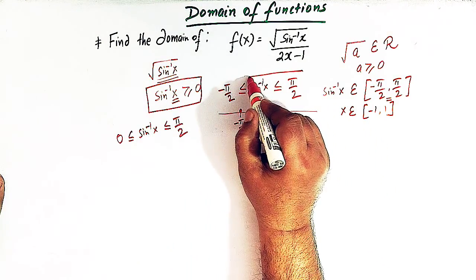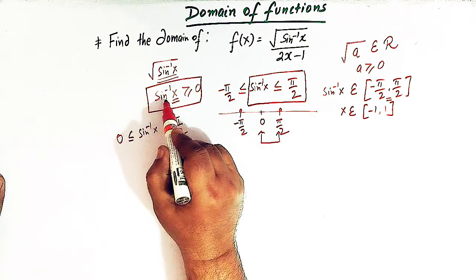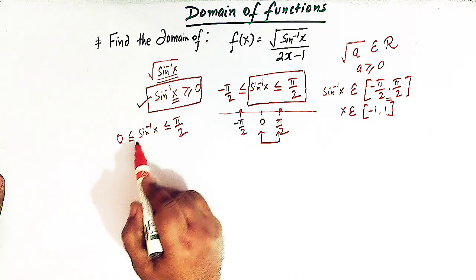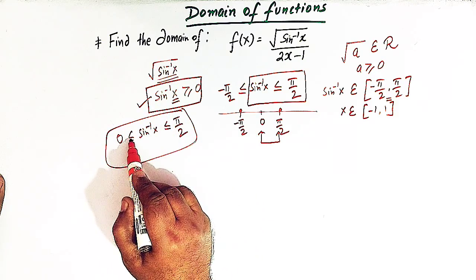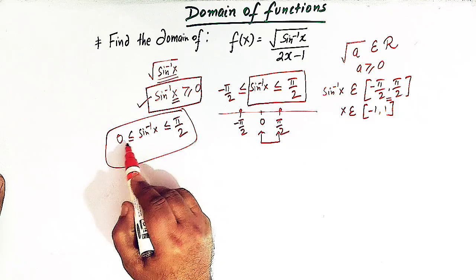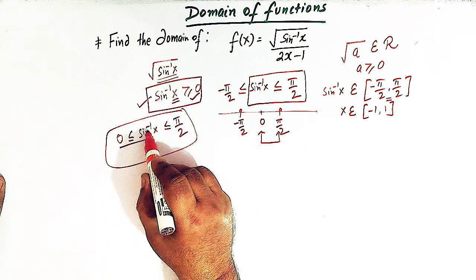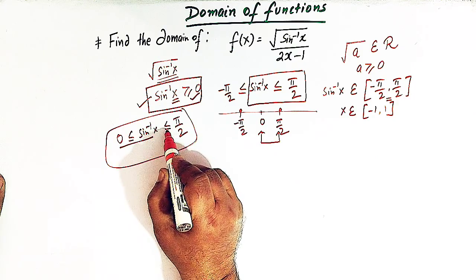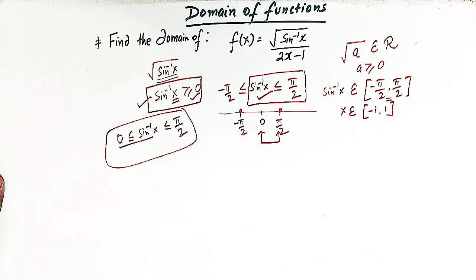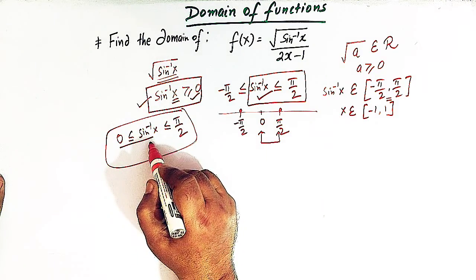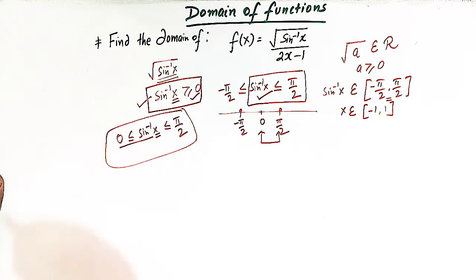So we have to merge this part of the inequality with this one to get this inequality, that is sine inverse x is greater than or equal to 0, which is our this inequality, and sine inverse x must be less than or equal to pi by 2, which is our this inequality, right? So now we have to find the value of x from this inequality.